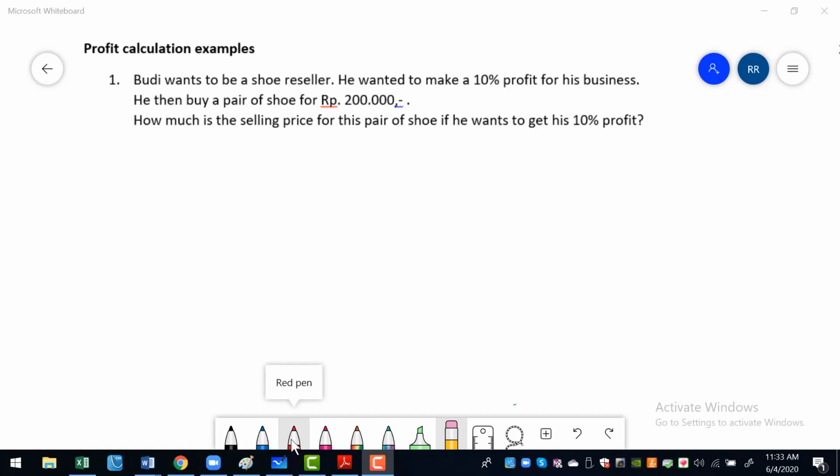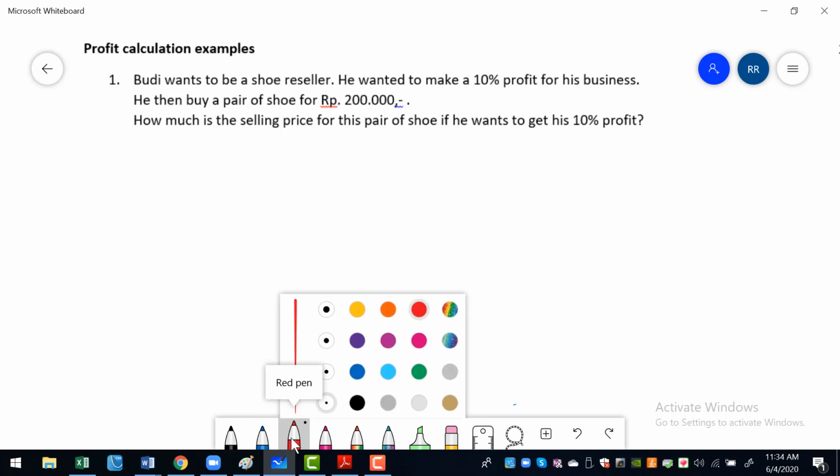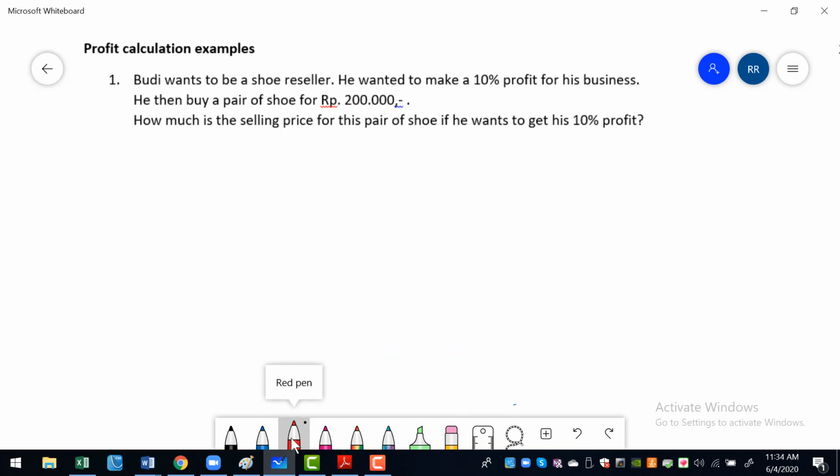Well guys, so this is the example on how to calculate the profit for your product. So we have an example. I'm going to read the question. Budi wants to be a shoe reseller. He wanted to make a 10% profit for his business. He then buys a pair of shoes for 200,000 rupiah. The question is, how much is the selling price for this pair of shoes if he wants to get his 10% profit? So the first thing that we need to understand is the selling price.